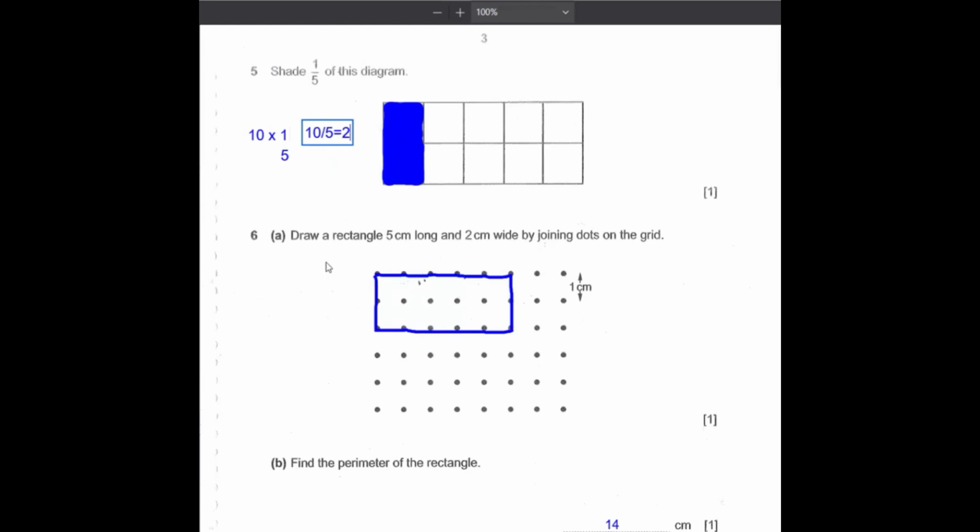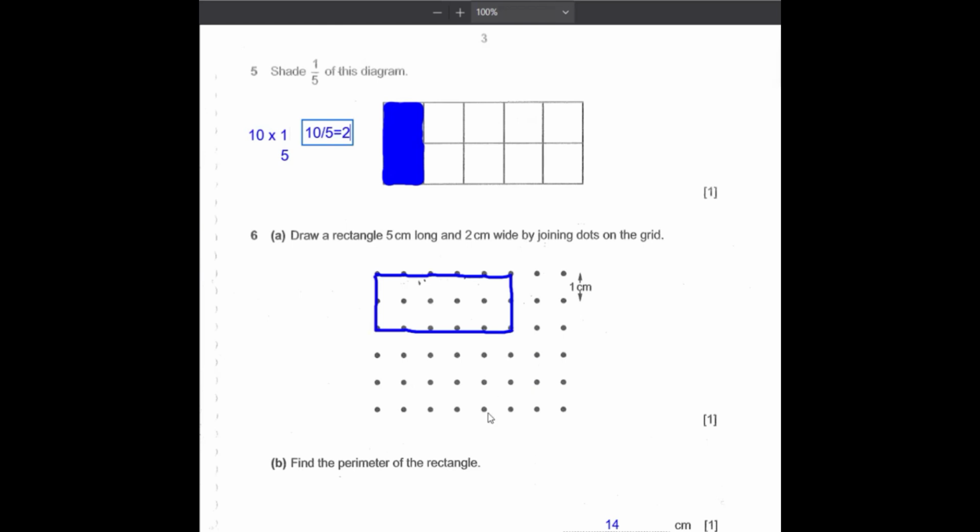The question after here, number 6, they ask you to draw a rectangle 5 centimeter long and 2 centimeter wide by joining the dots on the grid. What you need to do is just take your ruler and join 5. 1, 2, 3, 4, 5. This is 5 parts, which is 5 centimeter. And then down, the width, 1, 2, it is the width.